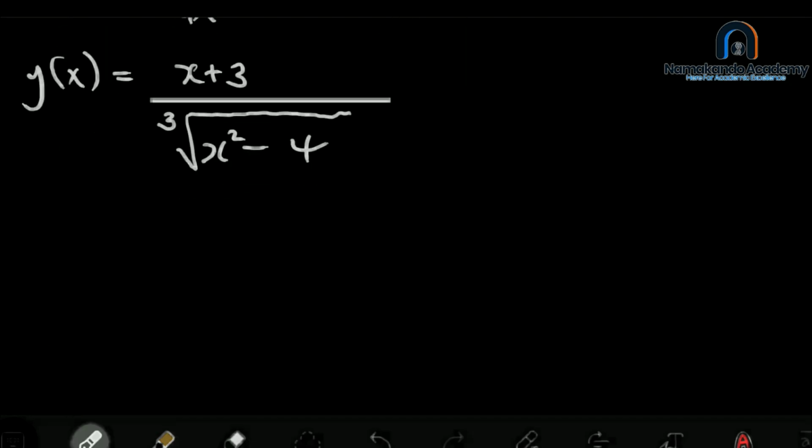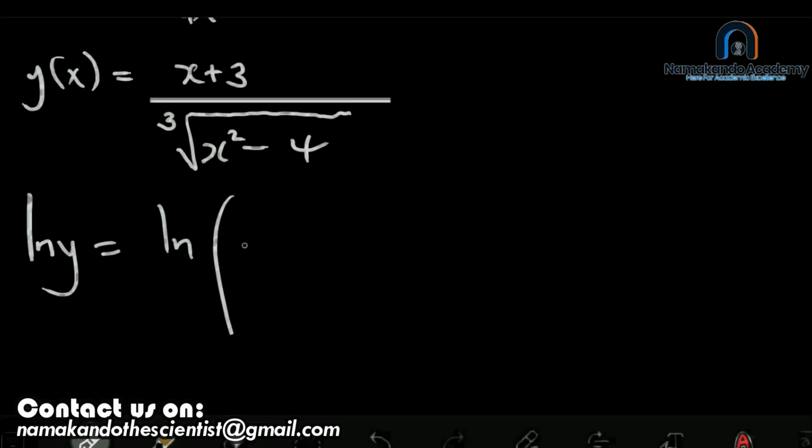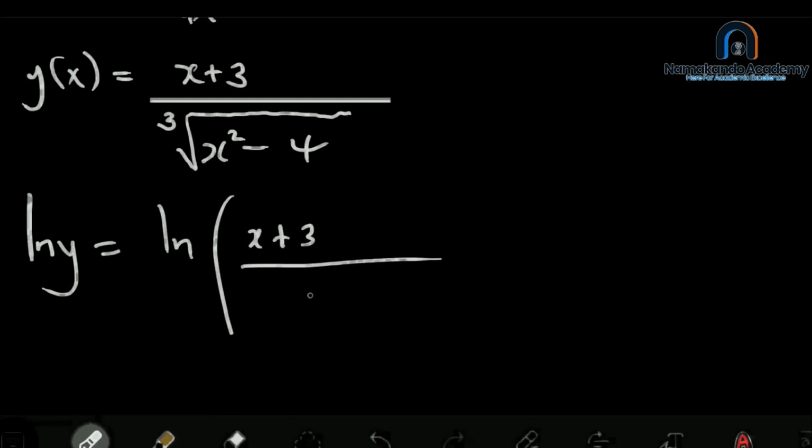What we're using here is the logarithmic differentiation method for finding the differential coefficient of this particular problem. So what you do is introduce the natural log on both sides. We have the natural log of y equal to the natural log of x plus 3 over the cube root of x squared minus 4.